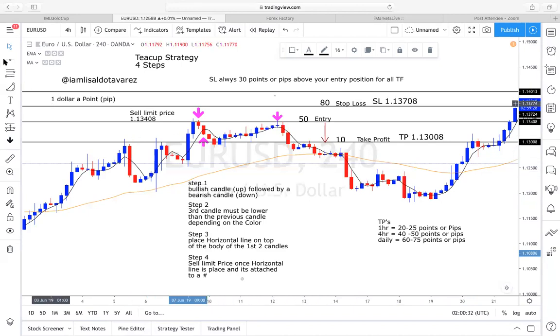No, that's the entry, because once you plant this line on top of the first two candles, it's always attached to a number. Once you place this line on top of these first two candles, it's attached to a number. That number is your selling price.